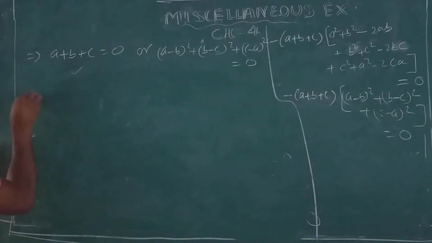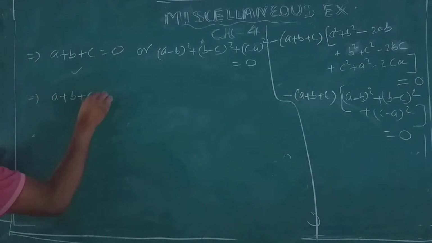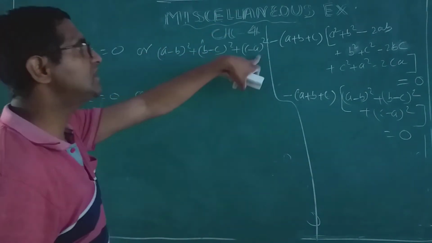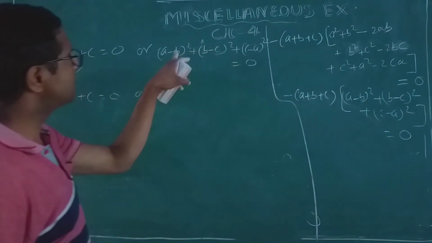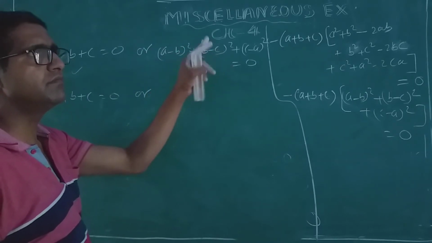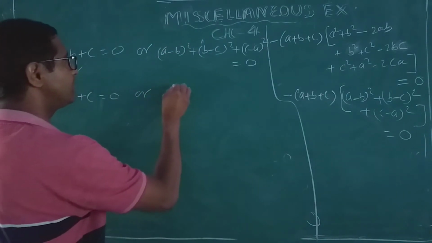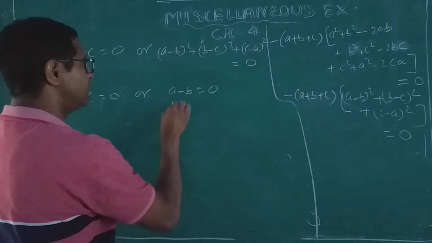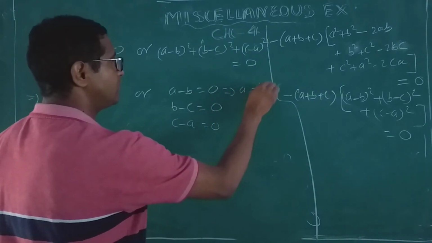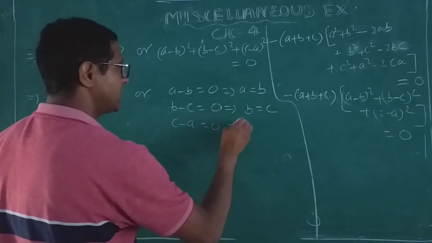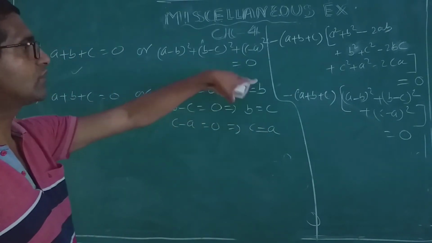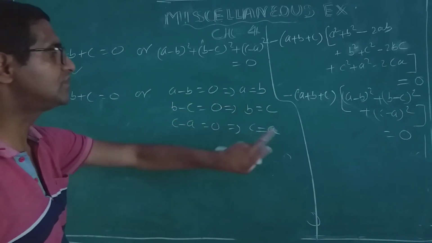Okay. Implies A plus B plus C equal to 0 or since (A minus B) whole square plus (B minus C) whole square plus (C minus A) whole square, the sum of the square of these three terms is 0, means individually these three terms will be equal to 0. Therefore, A minus B equal to 0, B minus C equal to 0, C minus A equal to 0. Implies A equal to B, implies B equal to C, implies C equal to A. Anything equal to the same thing, both will be equal by Euclid's geometry. A equal to B equal to C equal to A.